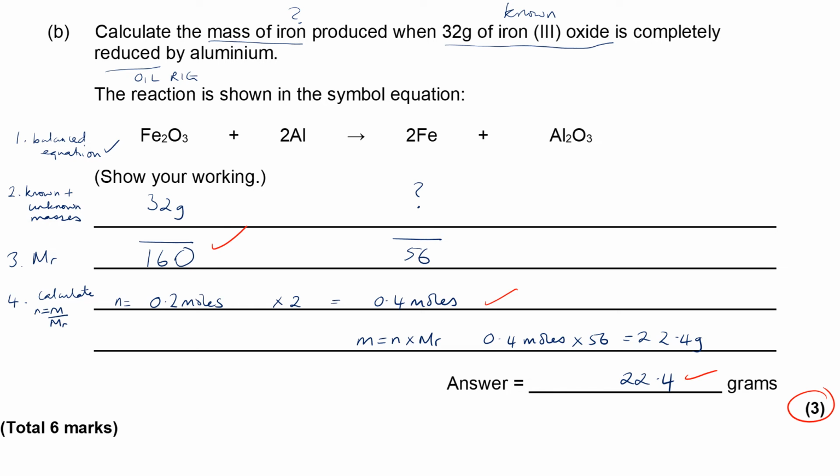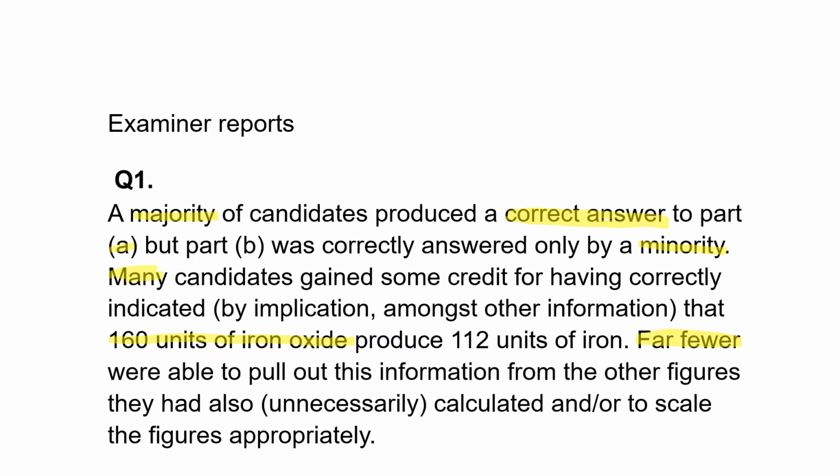Now let's look at the examiner's report. A majority of candidates produced a correct answer to Part A, but Part B was correctly answered only by a minority. Many candidates gained some credit for having correctly indicated, by implication amongst other information, that 160 units of iron oxide produce 112 units of iron. Far fewer were able to pull out this information from the other figures they had also unnecessarily calculated, and or to scale the figures appropriately. So it's the ratios which really mess people up.